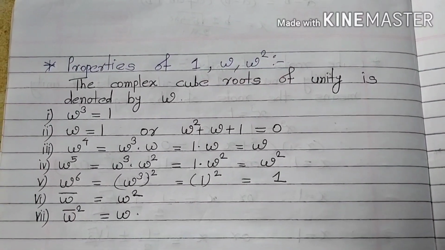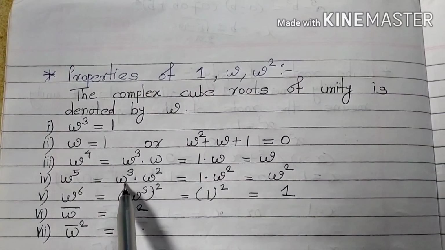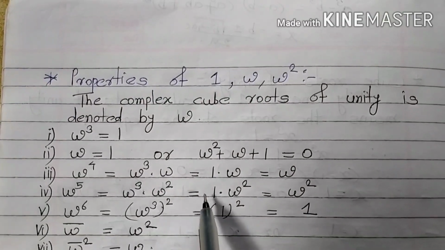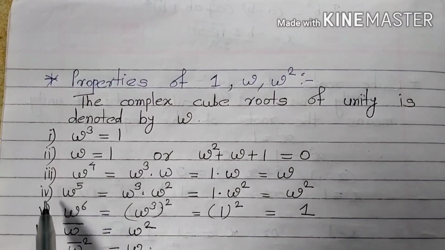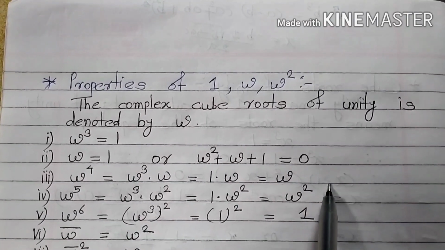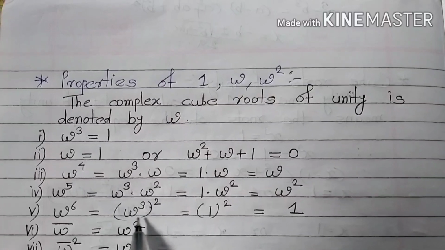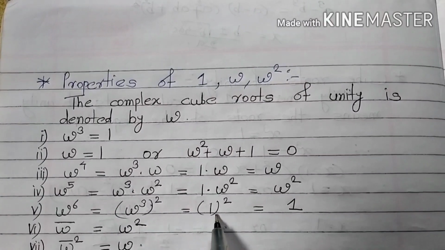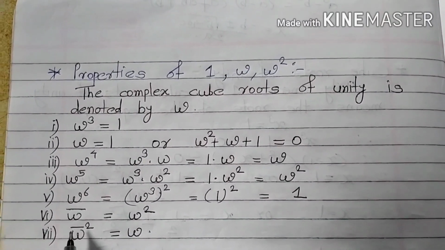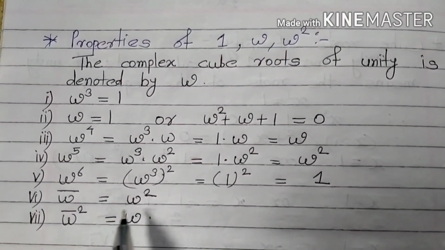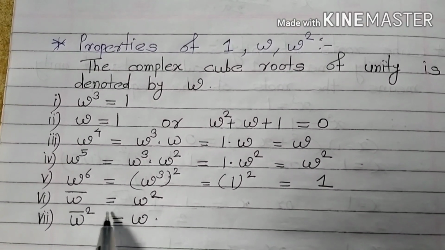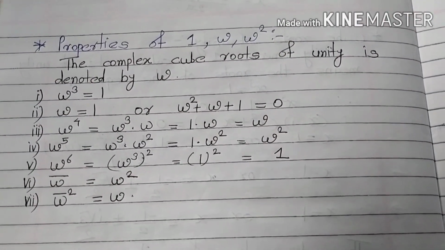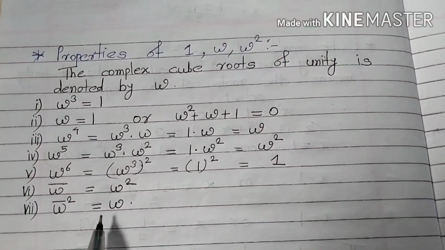Next, omega raised to 5 is equal to omega cube into omega square. But omega cube is 1, so it is 1 into omega square, which means omega raised to 5 is equal to omega square. Now next, omega raised to 6 is equal to omega cube whole squared. We know that omega cube is 1, so 1 square is 1. Now omega bar is equal to omega square, and lastly omega bar square is equal to omega. So these are some properties of 1, omega and omega square, which are useful when we solve the examples.